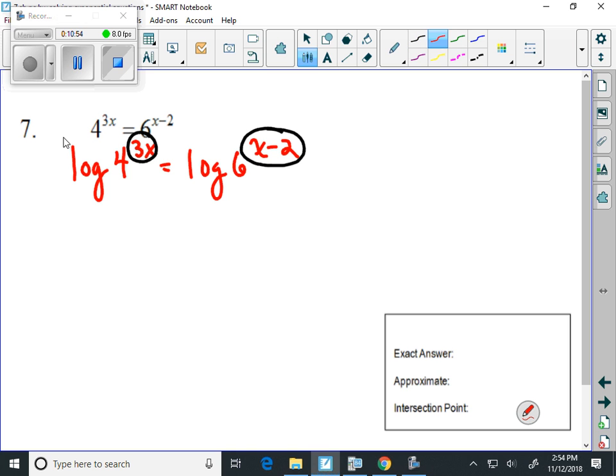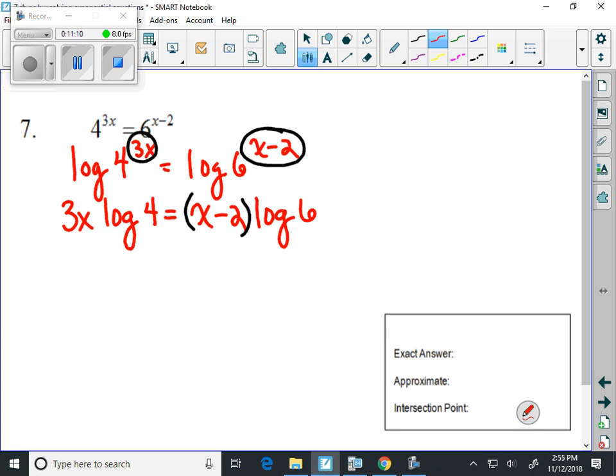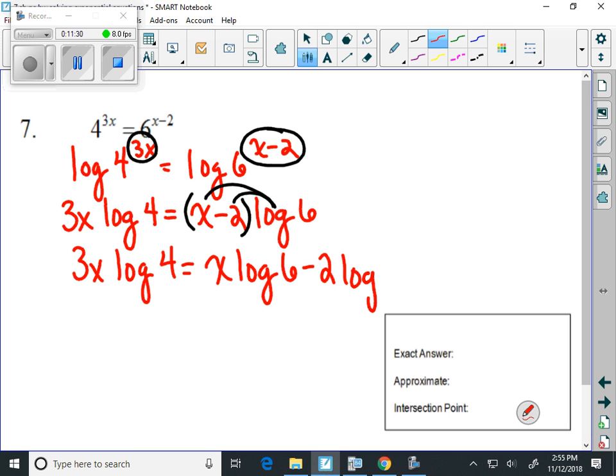We're going to bring the 3x out in front of the logarithm. We're going to bring the x minus 2, and that's the entire value, so I'm going to put that in parentheses, x minus 2 times the log of 6. And on the right side of this equation, we're going to distribute the log of 6: log of 6 times x and log of 6 times 2. We have 3x times log of 4 equals x log 6 minus 2 log 6.